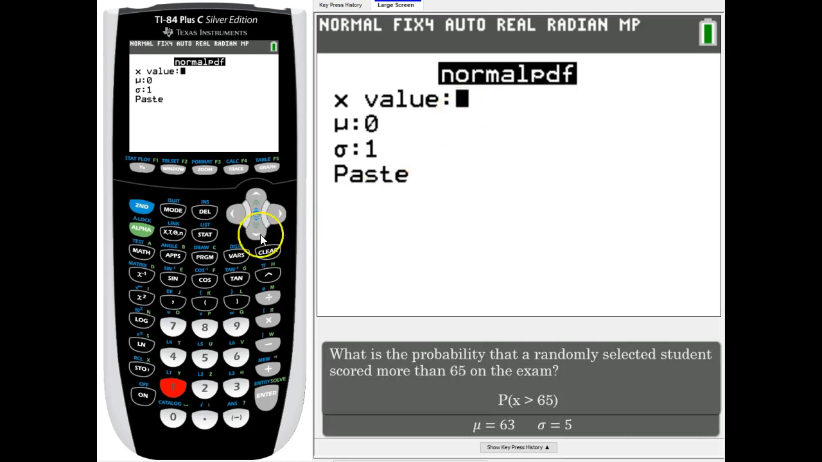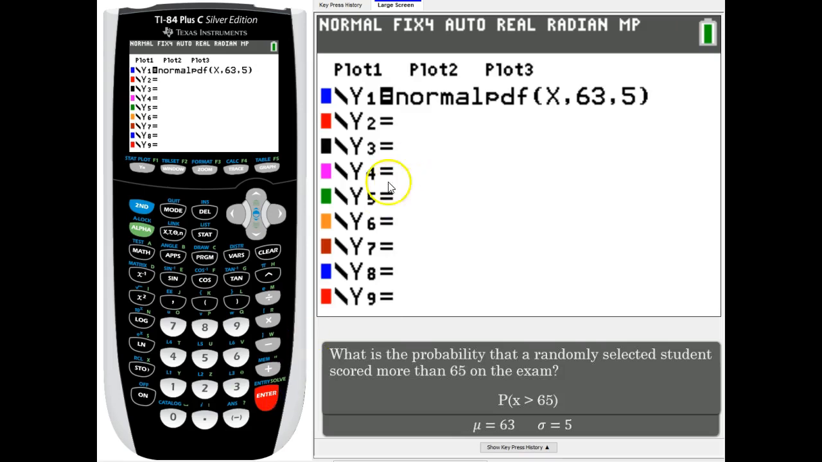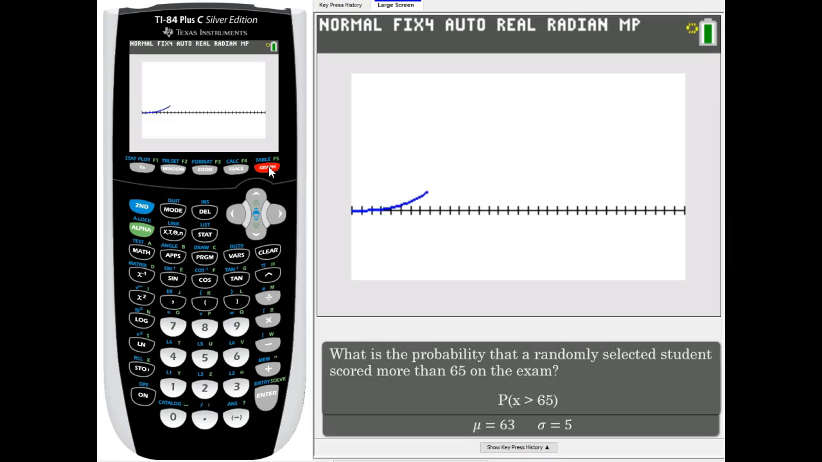My X value is just X values. I'm not plotting a specific point on my normal PDF, so I'm just going to hit my X key right here. I do know what my mu is, 63. My standard deviation, my sigma, is 5. And I'm going to go ahead and graph this curve just to see what it looks like. And it looks like a normal curve. Beautiful.